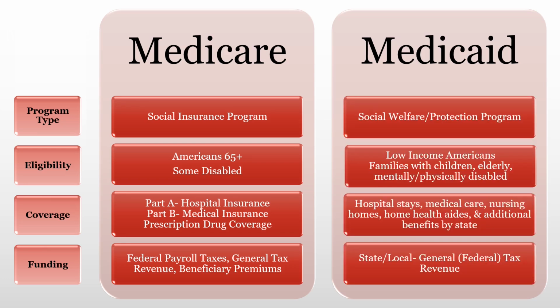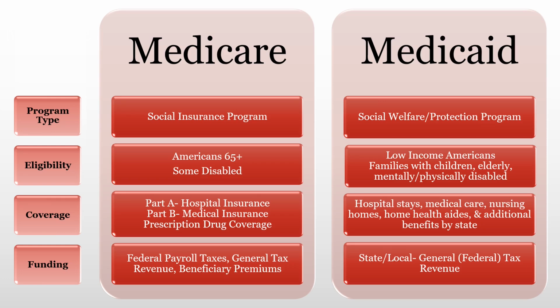Now, Medicaid is a completely different program. It was also passed in the Social Security Act of 1965, but it was a subsection devised to treat the poor. So the program type, this is a social welfare protection program. And eligibility is for low-income families with children, the elderly, and the mentally and physically disabled.